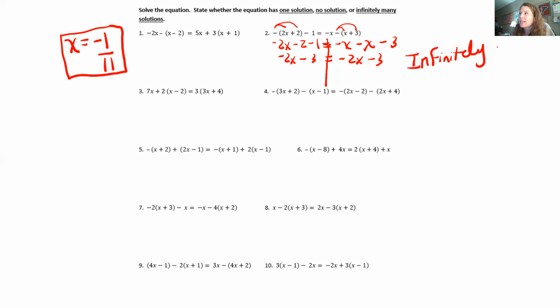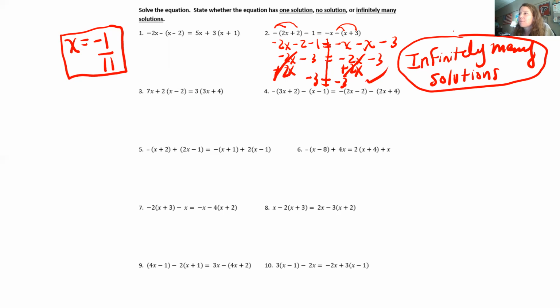In other words, I could plug in anything for x on both sides of the equal sign and my answer will always be true. So if I continue to go further, I would say, okay, I got to get my x's together. So I'm going to add 2x to both sides, which basically makes this go away and this go away. So I would end up with -3 is equal to -3. Well, is that true? Is -3 equal to -3? Yes, that is true, which once again tells me I have an infinite number of solutions. Infinitely many solutions.